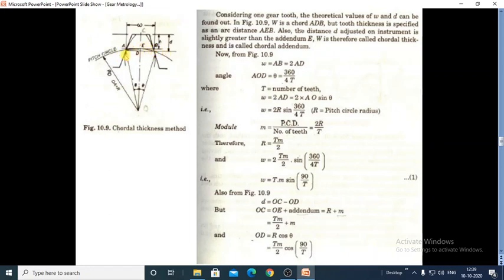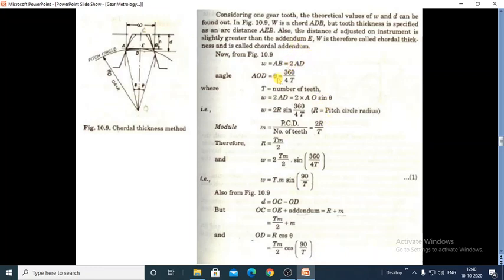Also, the distance D adjusted on the instrument is slightly greater than the addendum E. So whatever the D distance is, it is greater than this distance. W is therefore called chordal thickness and D is called chordal addendum. Now let us see the derivation over here.